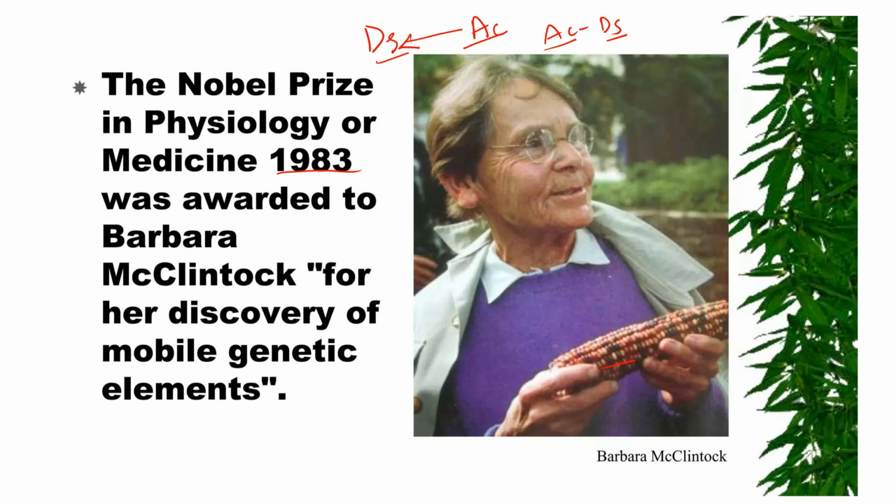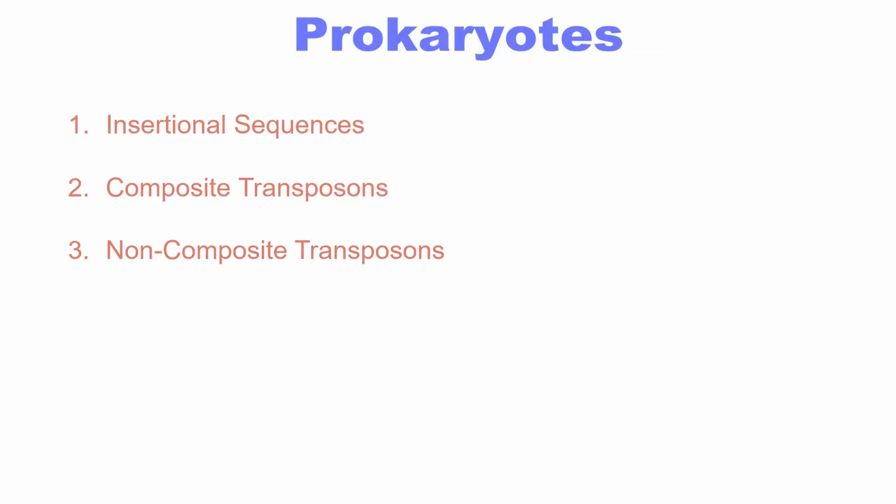As I said, these transposable elements are found in both prokaryotes as well as eukaryotes, and we'll be discussing different kinds of transposable elements in both. First, we will look at the transposable elements in prokaryotes. In prokaryotes, we have insertional sequences, simply IS. You have composite transposons and you also have non-composite transposons. We'll be discussing them in detail. First, we will look at insertional sequences.